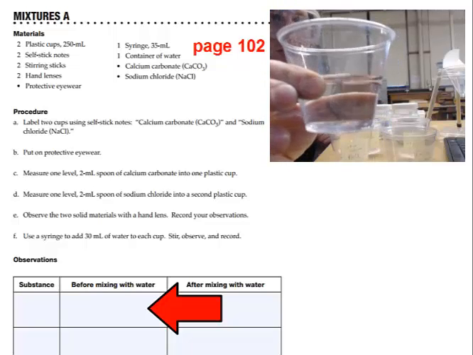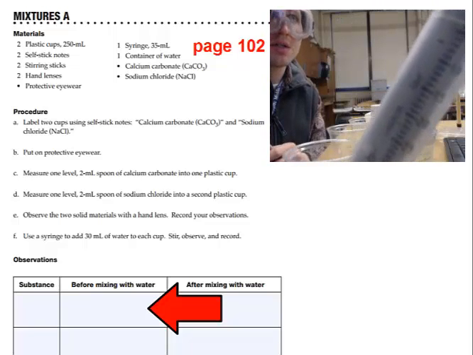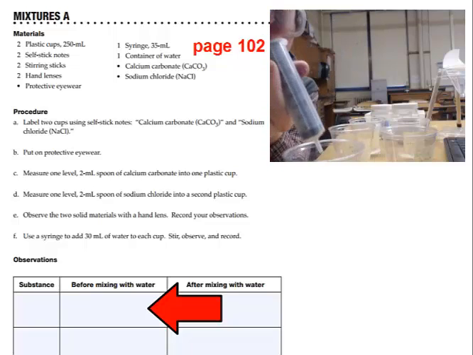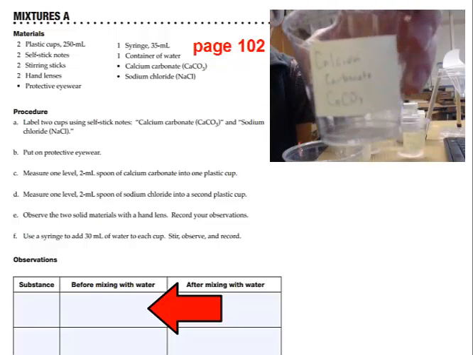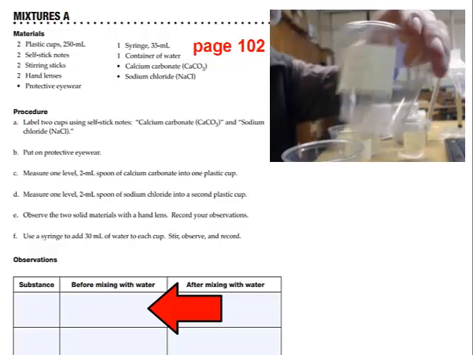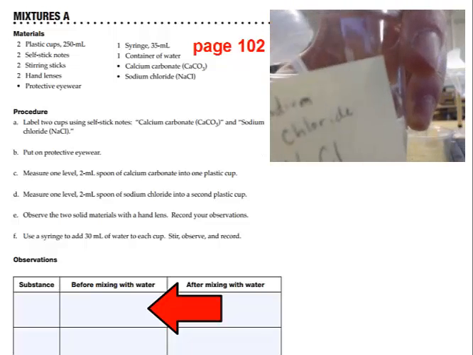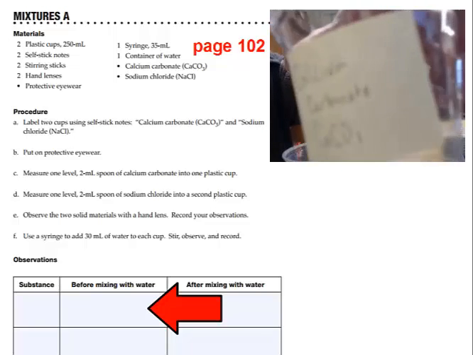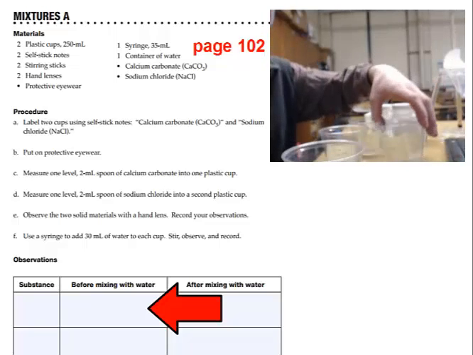Next, you're going to get a plastic cup full of water and use a syringe to measure 30 milliliters of water into a syringe and add it to each of your cups of sodium chloride and calcium carbonate. So 30 milliliters into that one, 30 milliliters of water into this one. Use those syringes to do it.